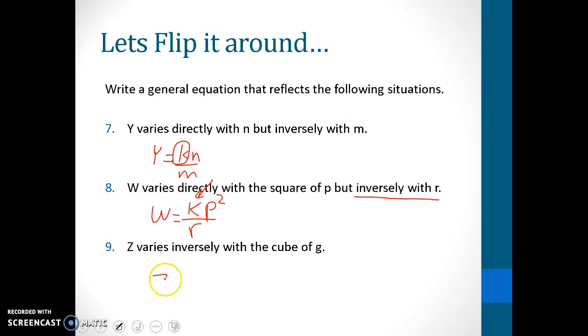Last one here, number 9, Z varies inversely with the cube of G. So we're going to have a K value. I'm going to put that on top. But because it's varying inversely, I'm going to divide by G cubed. And so we're going to have an equation that looks something like this.